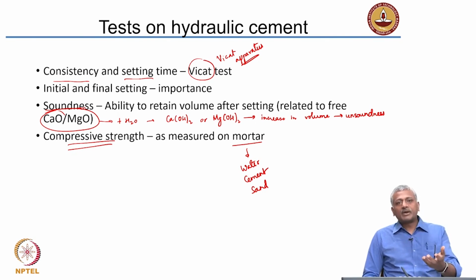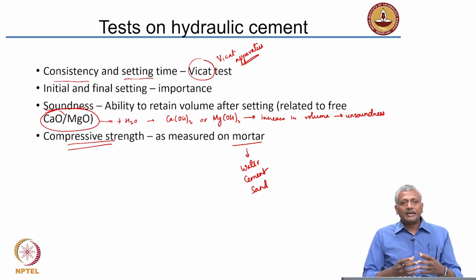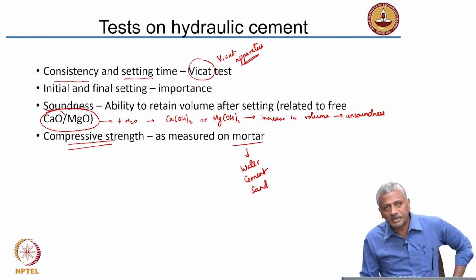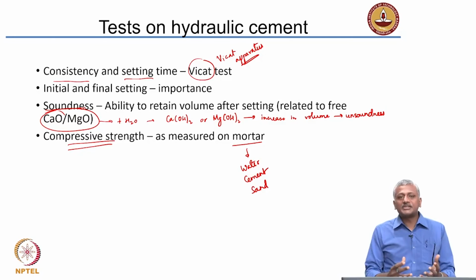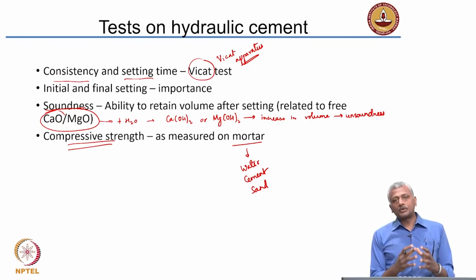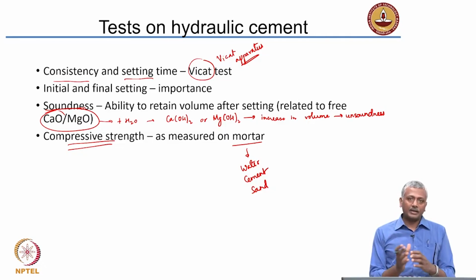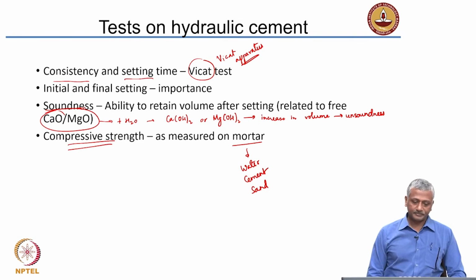Now, the other reason why we want to do it like that is because if you just mix cement and water, it will start shrinking once the structure hardens. There will be shrinkage. Presence of sand reduces the extent of shrinkage that happens. We will talk about shrinkage separately when we talk about concrete, but essentially to keep the volume dimensionally stable, it's important that you do the strength test on mortar and not on cement paste.